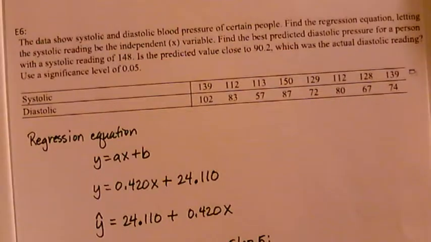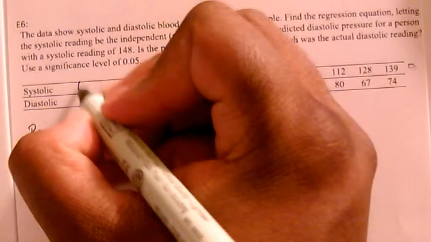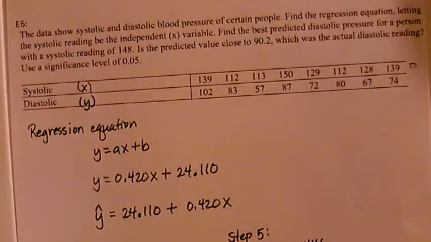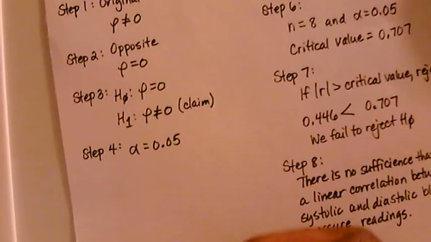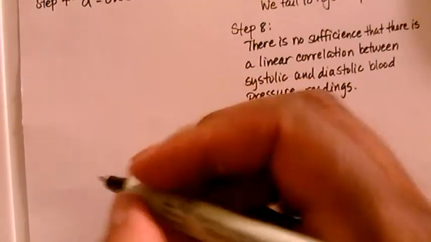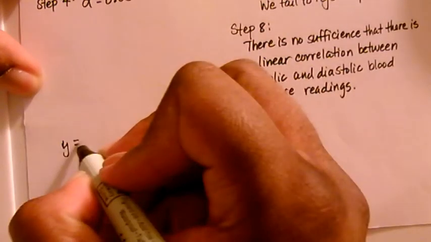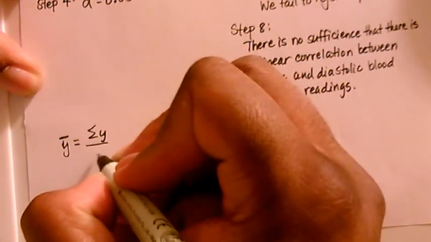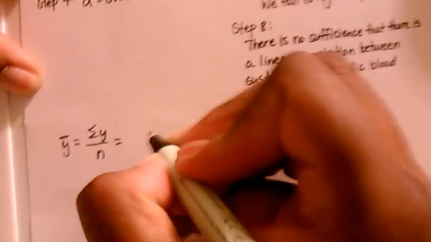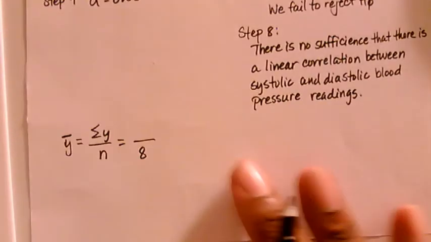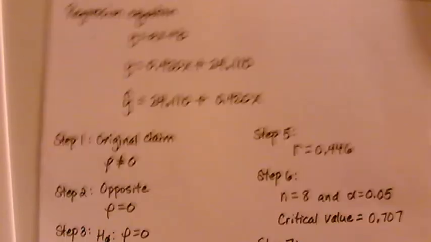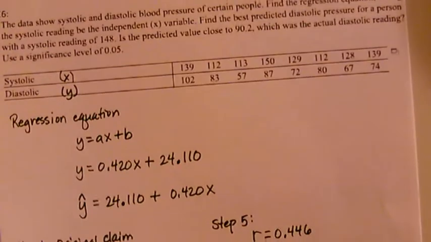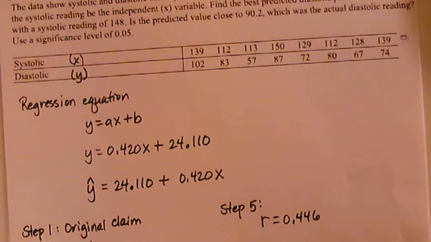Now let's go back to this table here. The systolic values are your x. Your diastolic value is going to be your y. Okay? So now, to find out what y bar is, that's the sample mean of all your y values. We take the sum of all your y's and divide that by n. And in this case, there are 8 data values here. So let's go back up here and add up those data values here.